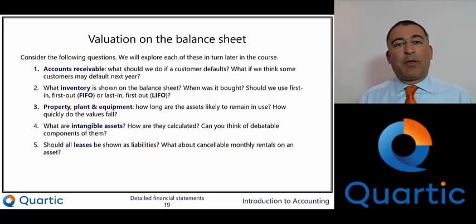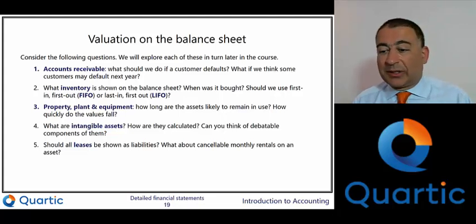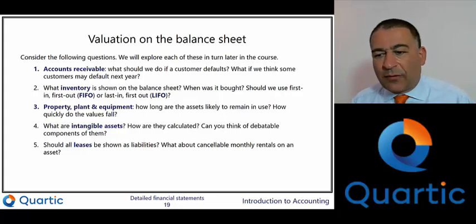So it affects both your balance sheet in terms of inventory and your income statement in terms of COGS, the cost of the goods that you're selling. So that's a question to be posed. Property, plant and equipment. We've already talked about how long the computer is going to last, 2 or 4 years.